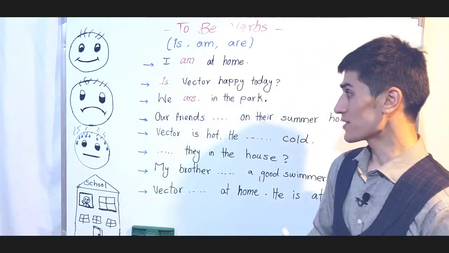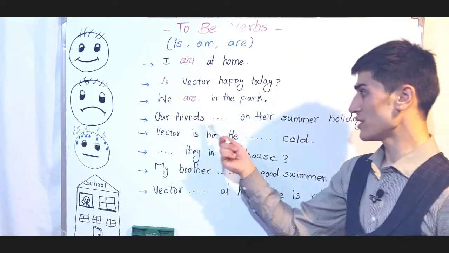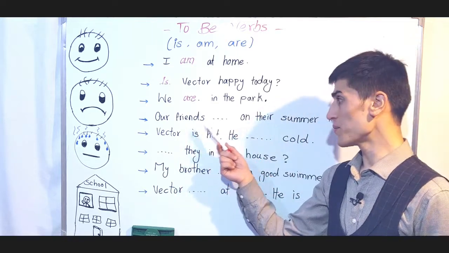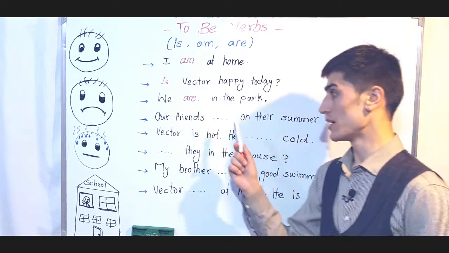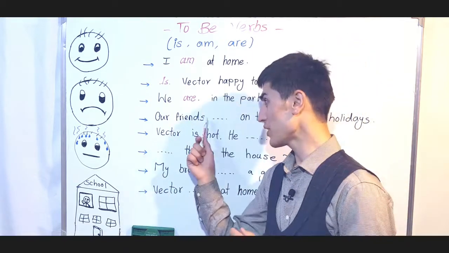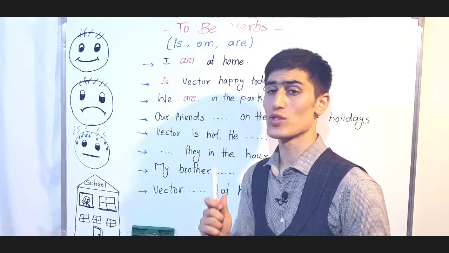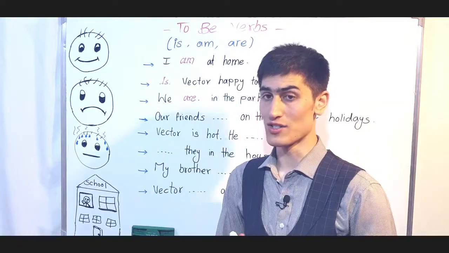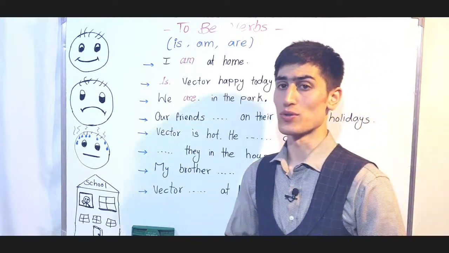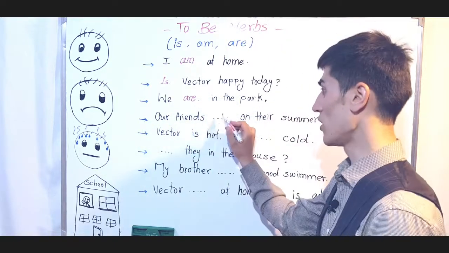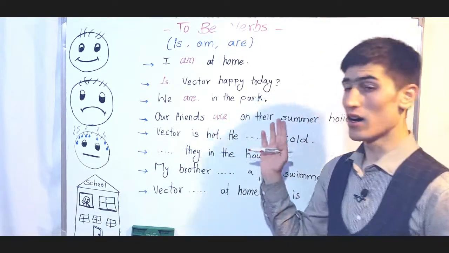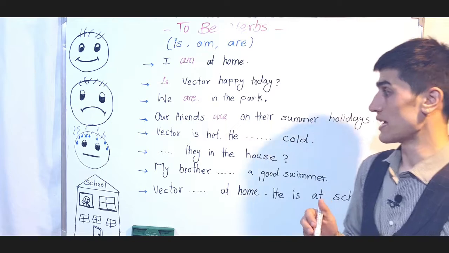Next example, our friends on their summer holidays. So friends, what to be verb do you use? Here you see that the subject has s, which means plural form. If the subject is plural, what to be verb do you use? Sure, you use are. Our friends are on their summer holidays.